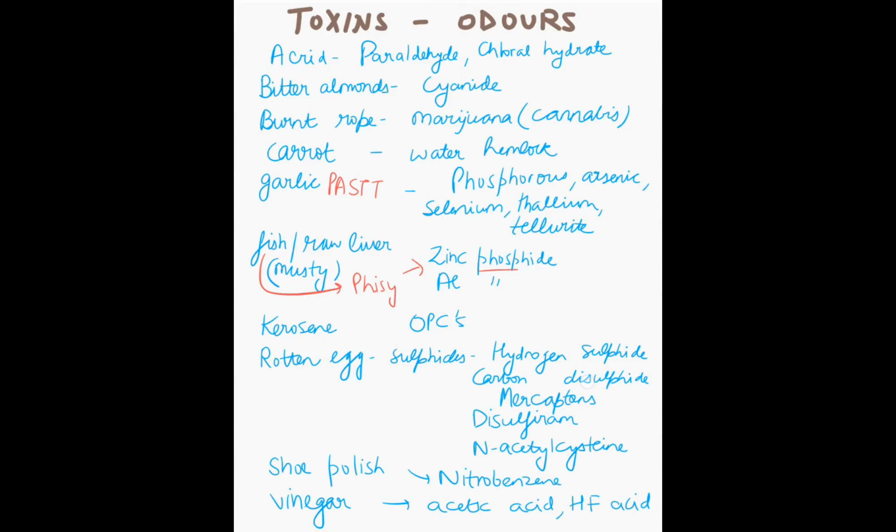Then fish or raw liver or musty odor. It will be of phosphides. Remember fishy, fishy by P. Okay, so phosphides, zinc phosphide and aluminium phosphide, will have a fishy or raw liver odor. Then kerosene odor. Kerosene odor is of OPCs. OPCs have kerosene odor.